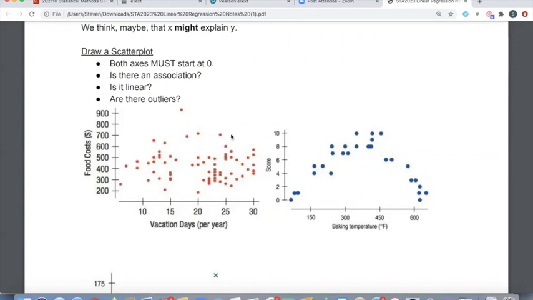So do we see a pattern? Yeah, I see a pretty clear pattern. Does that pattern look linear? Does that look like a line? No, that looks like a parabola to me. We'd stop. We can't do anything with this data. There are things you could do. We could do what's called quadratic regression, but we don't learn that in this class.